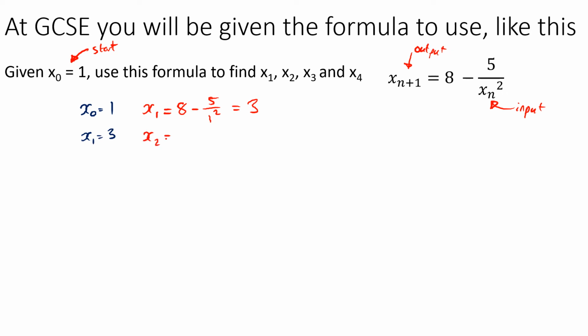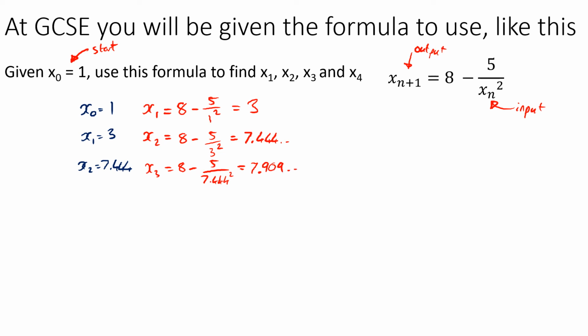And then we want to find x2. So we do the same thing. We're going to go 8 minus 5 over 3 squared this time, because our x value is 3. If we do that, we get 7.444... Okay, so x2 is equal to 7.444. And then we want to get x3 and x4. So x3 is equal to 8 minus 5 over 7.444 squared, and we'll get ourselves to 7.909.